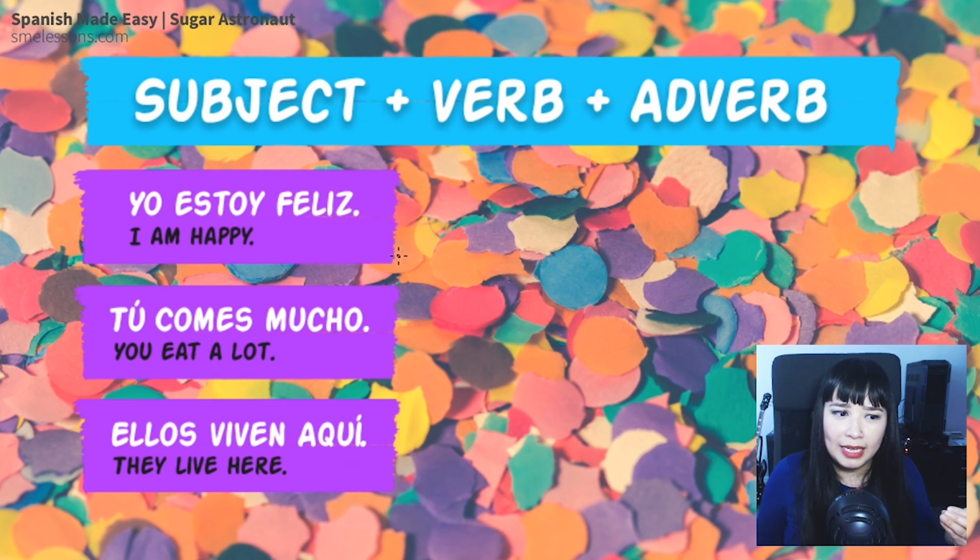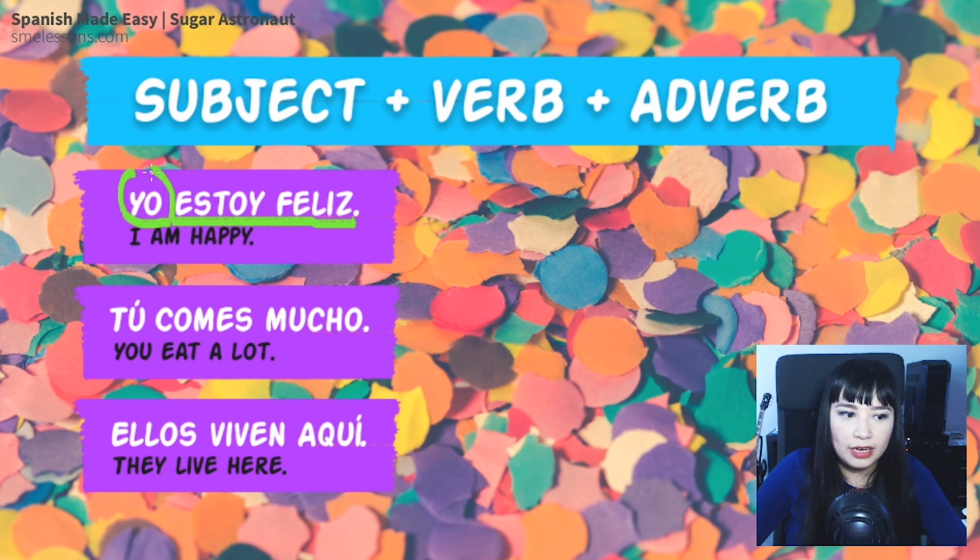Sometimes you don't need the subject in the sentence. In Spanish, sometimes people don't say personal pronouns. For example, I could say, estoy feliz. I am happy. You don't need yo all the time. You're gonna sound more natural if you don't say personal pronouns all the time in every sentence. So you could say, estoy feliz, and that's perfectly fine. It's actually really good. Same with the next sentence. You could say, comes mucho.